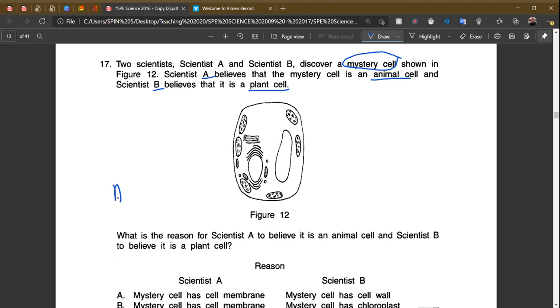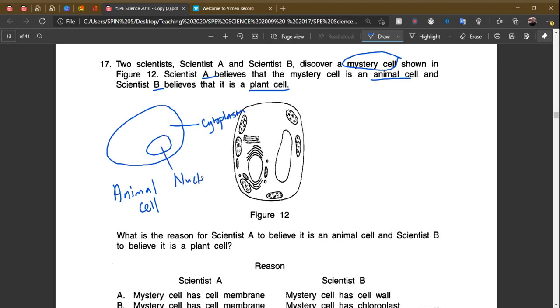Now let's draw the animal cell first. Animal cell is very simple. You have your cell membrane, you have your nucleus, and you have cytoplasm. That's it. So let's just label it. This is the most basic labeling for an animal cell, 3 components: cell membrane, nucleus and cytoplasm. And for the plant cell, you have all these things, and the shape is more rectangular. Let's draw it.